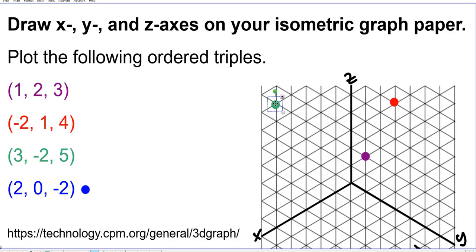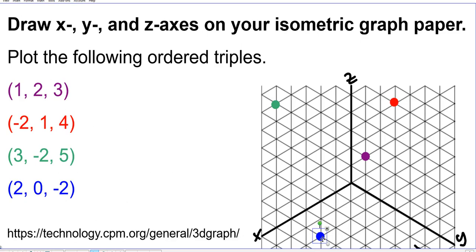Okay. All right, now this last one, 2, 0, negative 2. So positive 2 on the x. Now nothing on the y's, right? And now go straight down 2. Where would that land me in the room or in 3D space? Underneath that, exactly. Maybe right here.